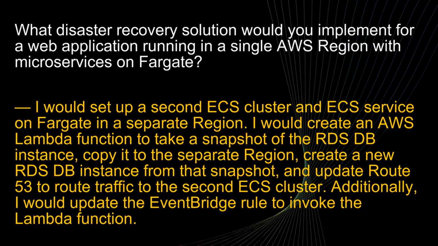What disaster recovery solution would you implement for a web application running in a single AWS region with microservices on Fargate? I would set up a second ECS cluster and ECS service on Fargate in a separate region. I would create an AWS Lambda function to take a snapshot of the RDS DB instance, copy it to the separate region, create a new RDS DB instance from that snapshot, and update Route 53 to route traffic to the second ECS cluster. Additionally, I would update the EventBridge rule to invoke the Lambda function.